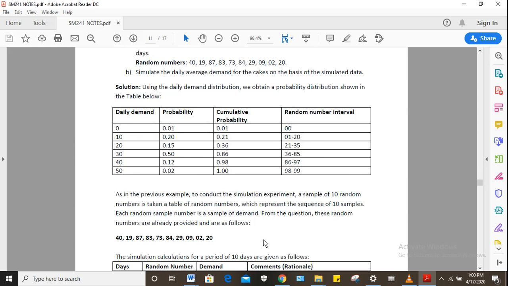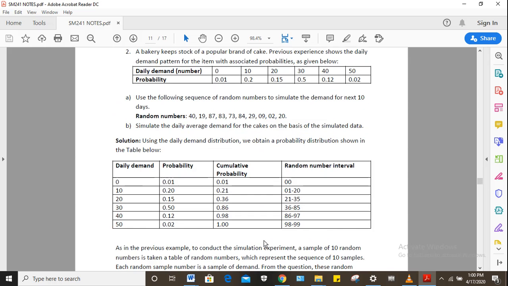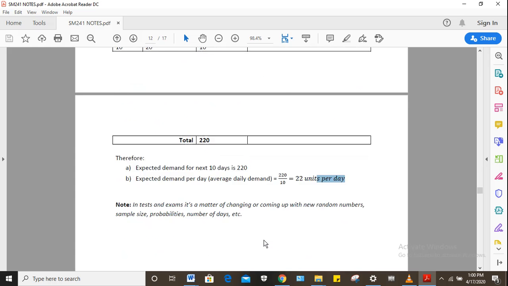So that's the example that we did in class, and that's the one that I will be asking you in the exams. It's very important for you guys to know it.